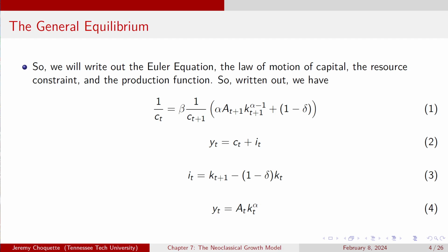Now, technically speaking, there's one additional equation that we're missing here, and that would be an equation describing the evolution of technology, or A. It would follow what's known as an autoregressive process. It's really just for the econ nerds that'll stumble on this video, just so that they're aware for the sake of completeness.